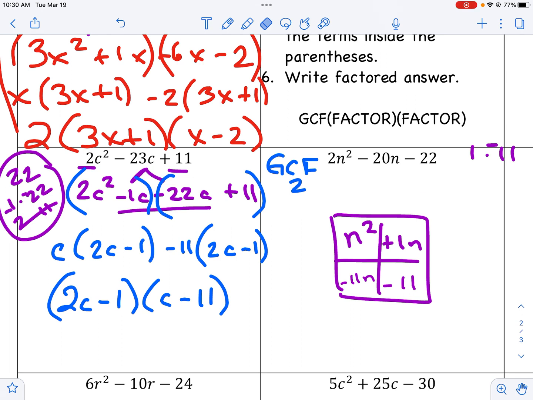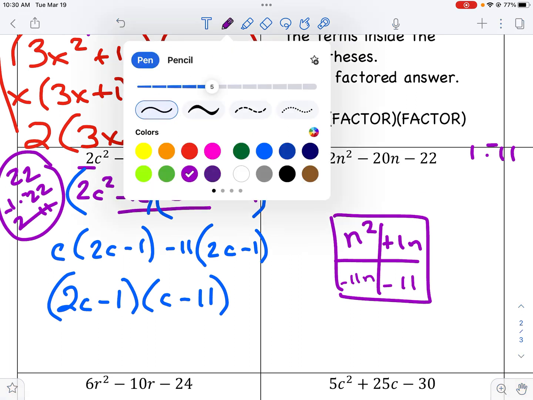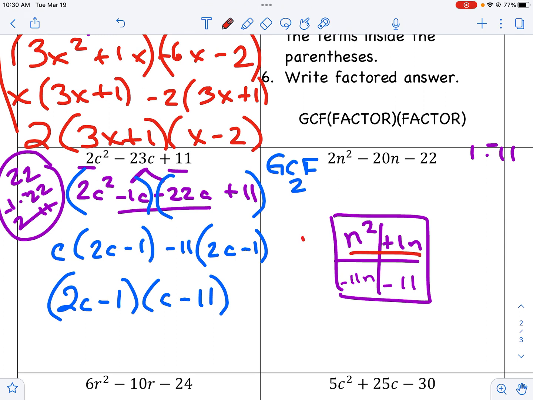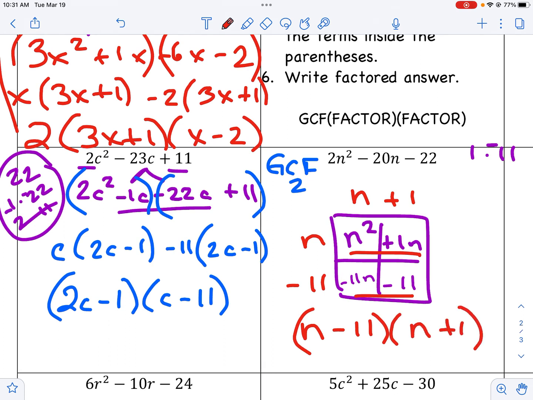Okay, so let's see what they have in common. This row has an n in common. This row has a negative 11 in common. Up and down, this row has an n in common. And this row has nothing in common, so we put a 1 to hold the spot open. So my answer is n minus 11, n plus 1, and we bring the GCF down and then put a 2 out front.